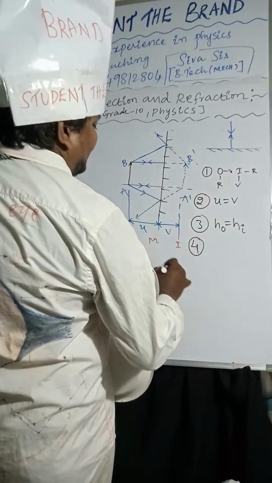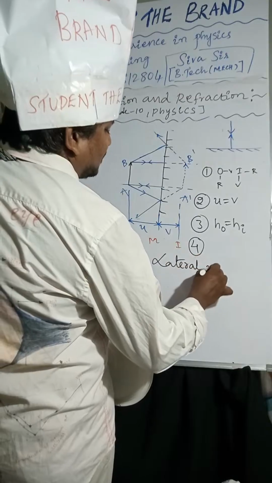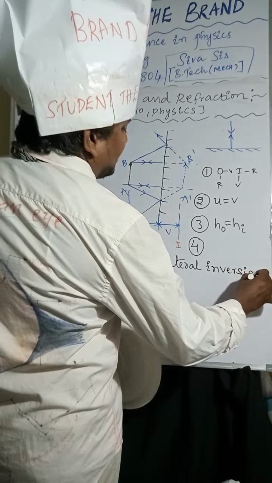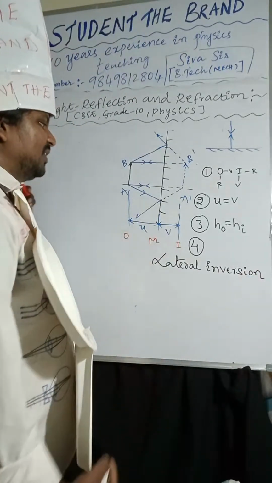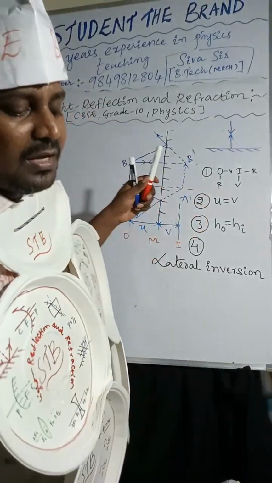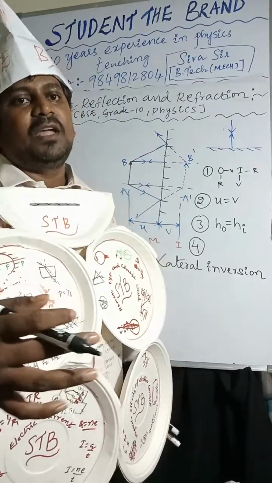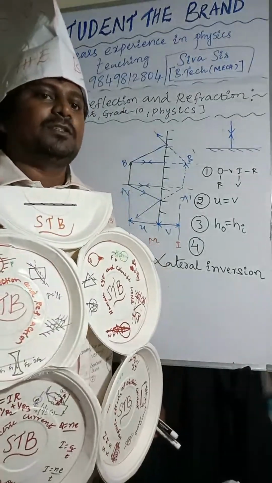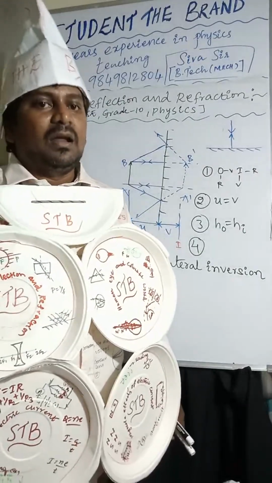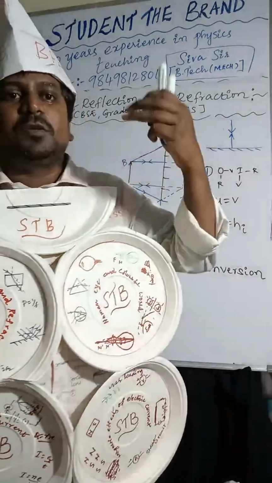And the fourth one, it also shows lateral inversion. Lateral inversion is nothing but the phenomenon of converting the right side of the object to appear as the left side of the image, and the left side of the object to appear as the right side of the image.